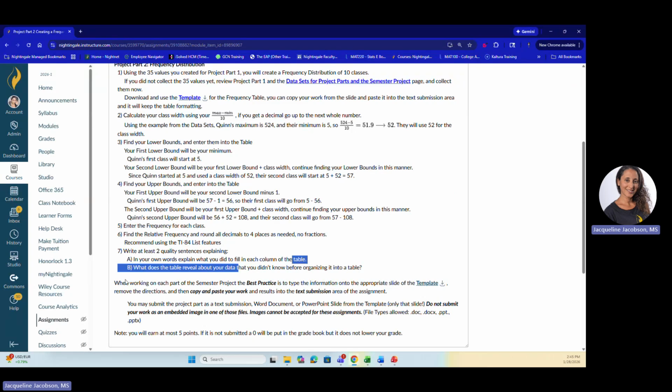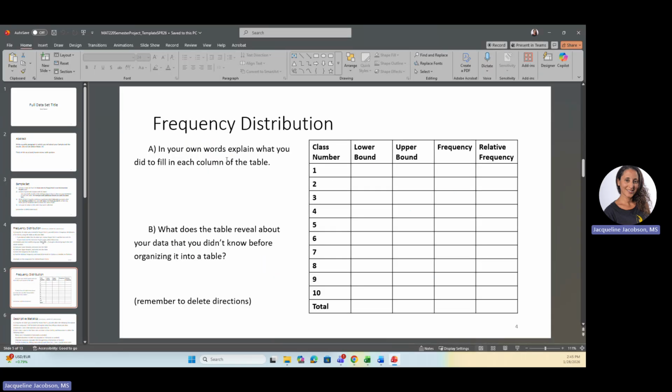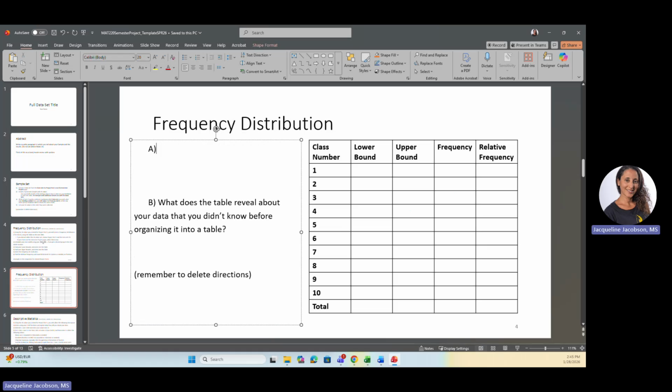What does the table reveal? So that's the part that you're kind of answering here. In your own words, explain what you did to fill in the table. What does the table reveal? So here's what I'm looking for. Okay. I'll give you an idea.